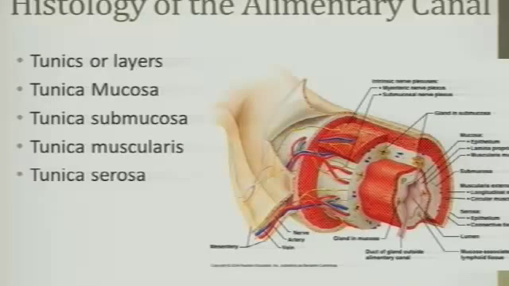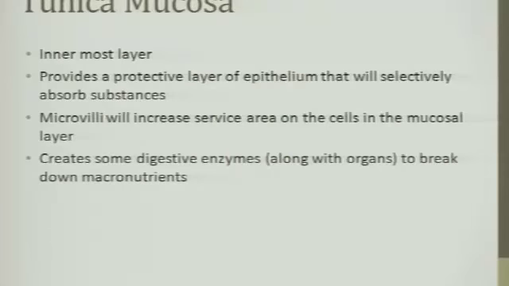So it's the outer layer. And the purpose of that is to help hold it in place, to provide a layer of a serous membrane that'll release that serous fluid so we can decrease friction in these cavities, okay? So tunica serosa is synonymous with that serosal layer. So tunica mucosa is going to be the innermost layer.